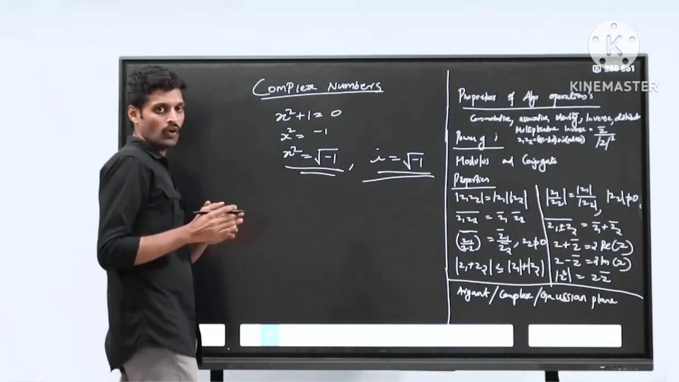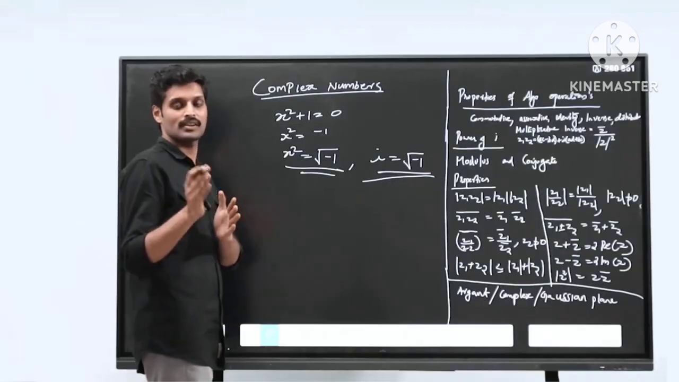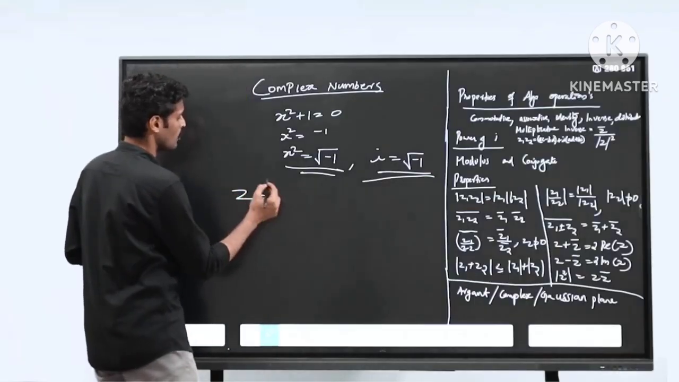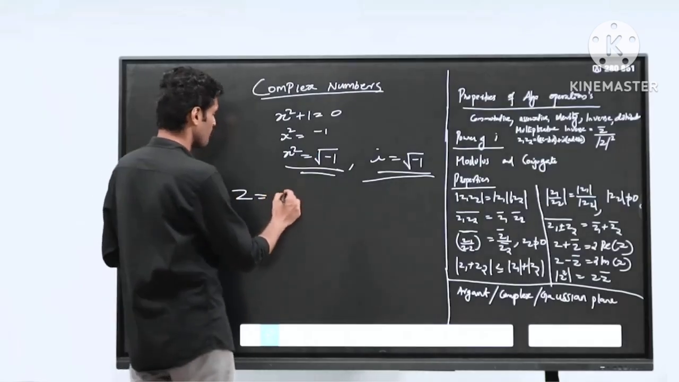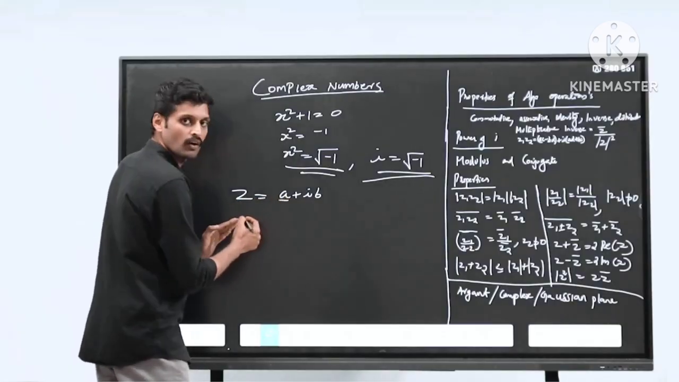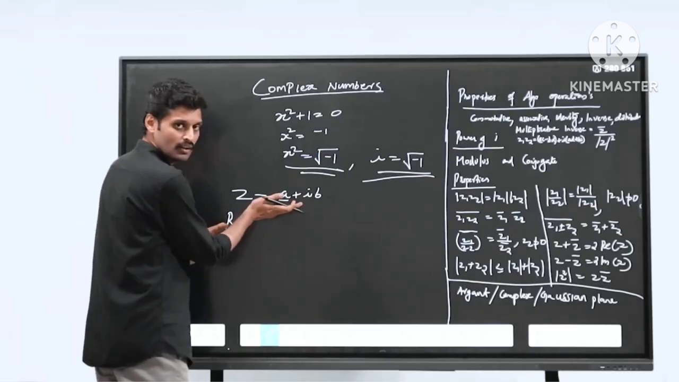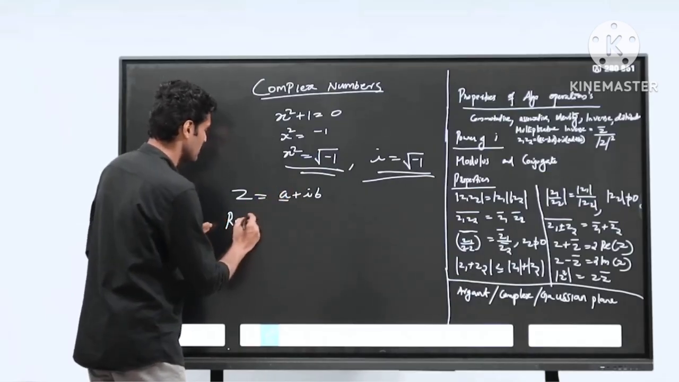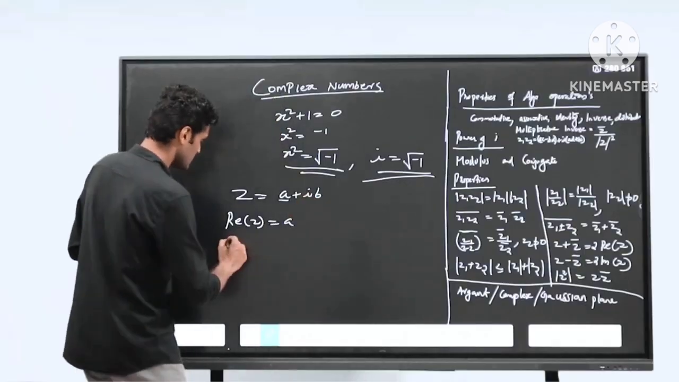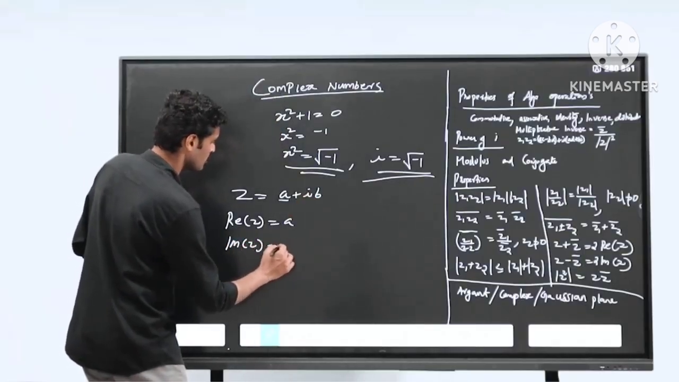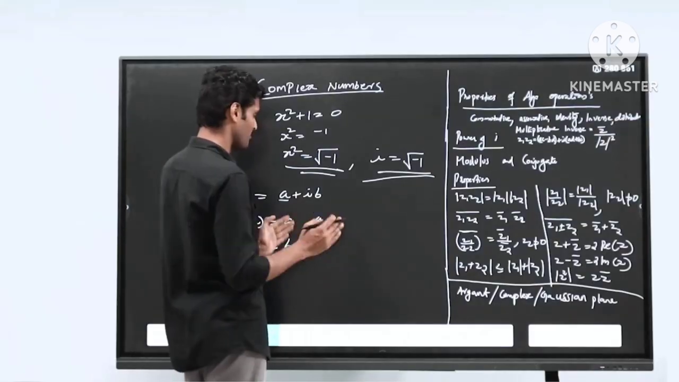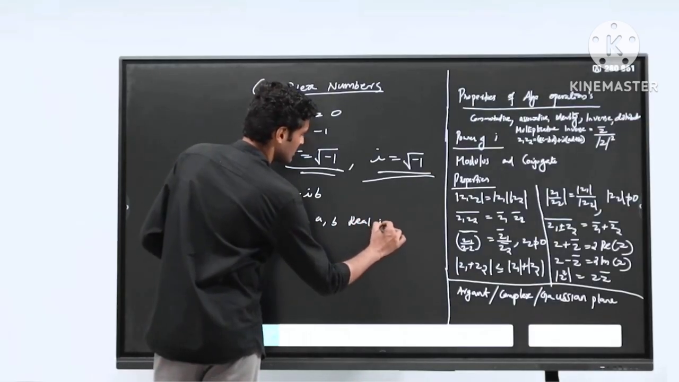Okay, so a complex number is a number which has two parts, real part as well as imaginary part. We can denote a complex number as z equal to a plus ib. Here the first part a is known as the real part of the complex number, that is Re z equal to a, and the imaginary part Im z equal to b, where a and b both are real numbers.